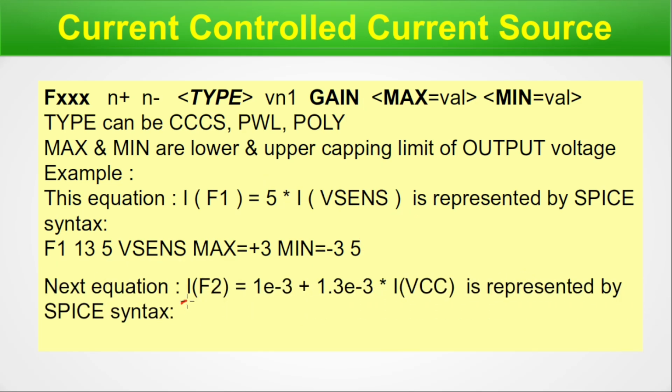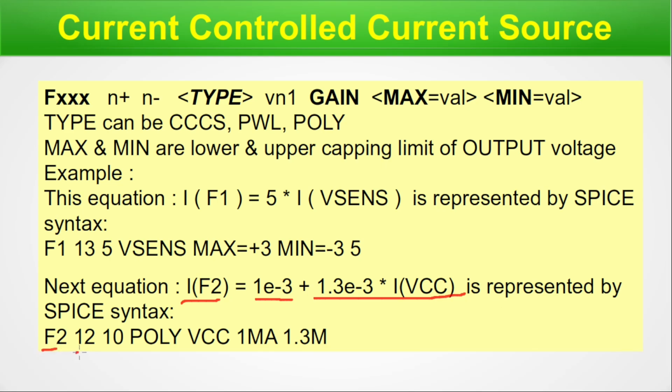Next equation is I F2 equals 1E minus 3 times IVCC, and its SPICE syntax is F2, connected between these two nodes, and this is the polynomial equation. So we have poly, and then we have VCC 1A and 1.3 M, 1 million, 1.3. So this way you can define the things. We are done with the examples of current controlled current source, and these are again quite complex things. You have to put your mind in a calm state, then understand and then write the syntaxes. Done here. Let's move on to the next slide.